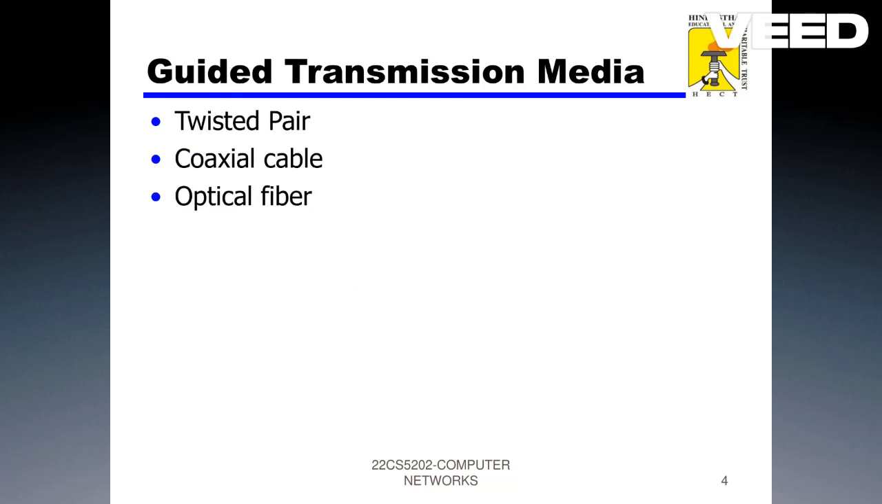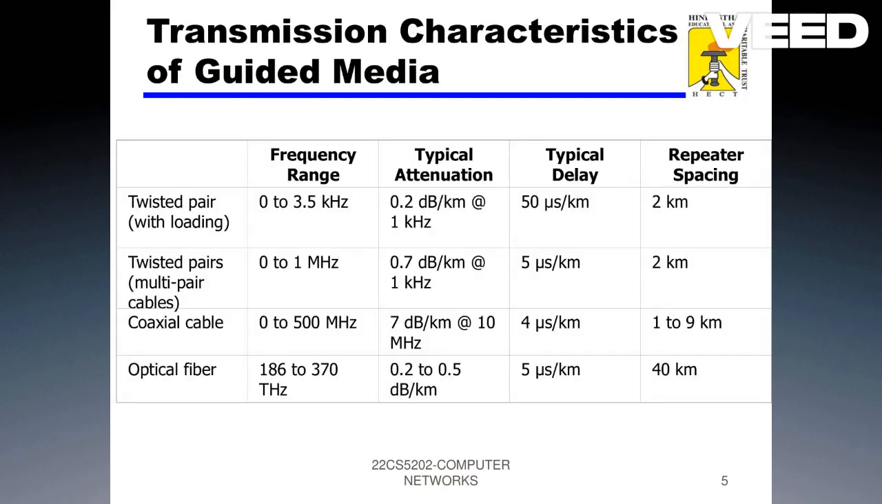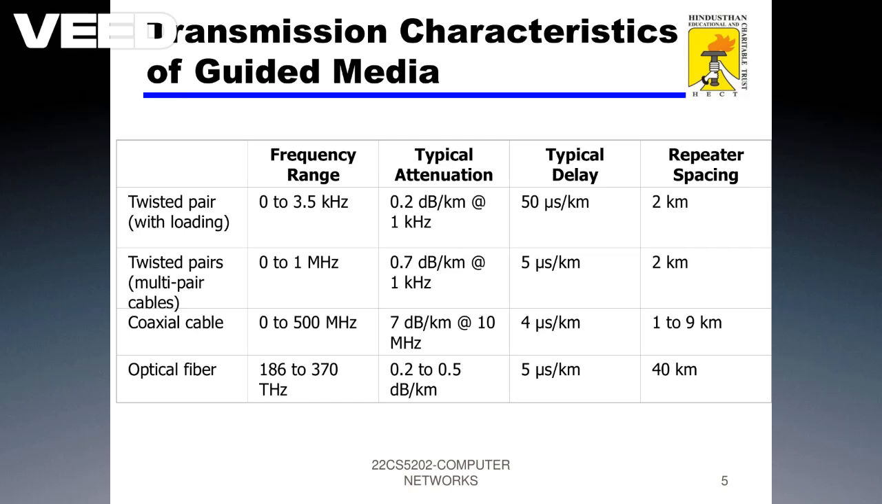Next, we start with the guided transmission medium. Guided transmission medium generally has three types: twisted pair, coaxial cable, and optical fiber cable. For twisted pair, the frequency range is 0 to 3.5 kilohertz, with a typical attenuation of 0.2 dB, a typical delay of 50 microseconds, and repeater spacing of 2 kilometers. For twisted pairs at 0 to 1 megahertz, it is 0.7 dB, 5 microseconds, and 2 kilometers.